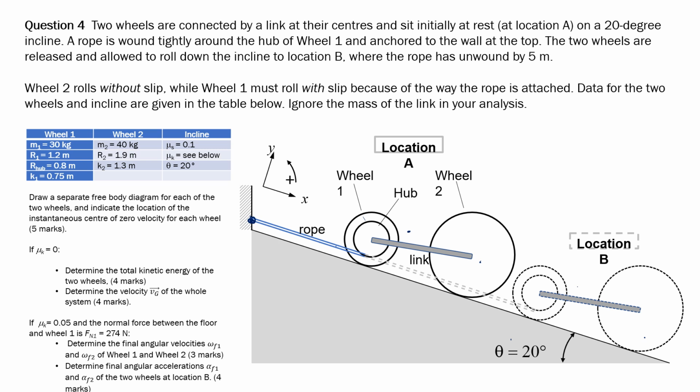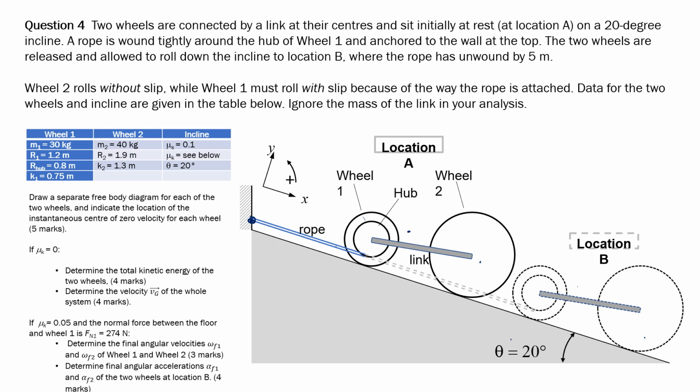So wheel 1 is 30 kilograms, R1 is 1.2 meters, R hub is 0.8 meters, K1 the radius of gyration is 0.75 meters. Wheel 2, 40 kilograms, R2 is 1.9 meters, and K2 the radius of gyration is 1.3 meters. The incline has a coefficient of static friction of 0.1. Mu k equals as defined below, and theta equals 20 degrees.